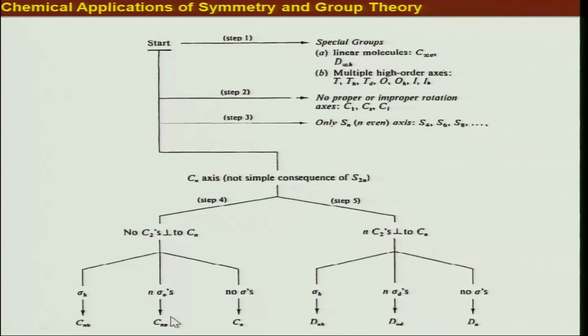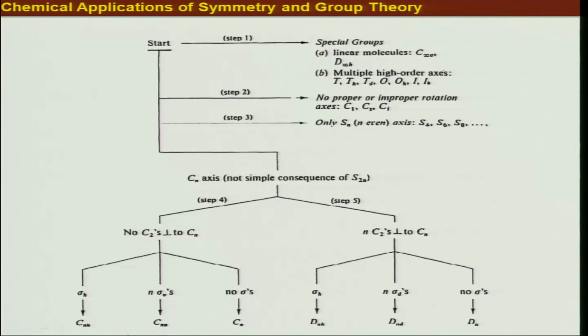If the answer is still no, that I do not have sigma H, I do not have sigma V, then the point group will be Cn because it has no sigma plane. So you remember in the previous slide on the screen, I told you what you should look at: the principal axis of symmetry, then other axes of rotation which are not coinciding with this principal axis, and then you have to look for the sigma planes. So exactly that's what we are doing here.